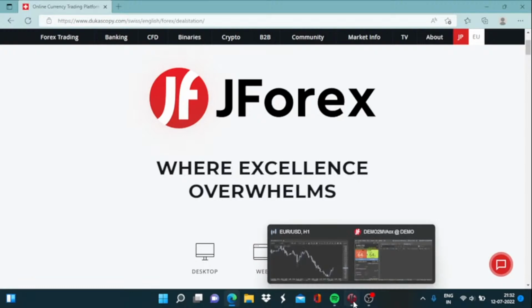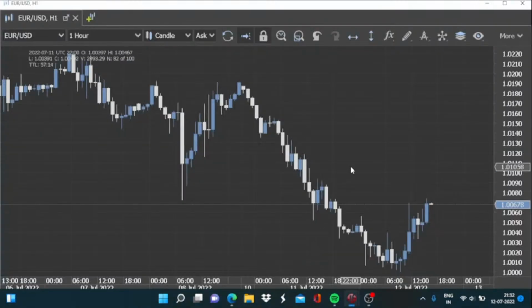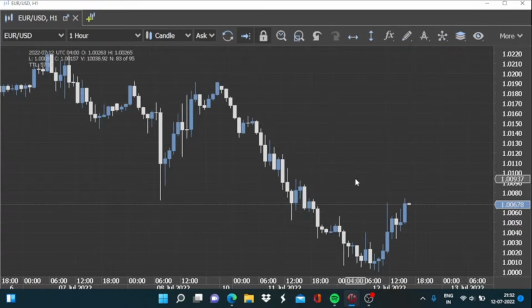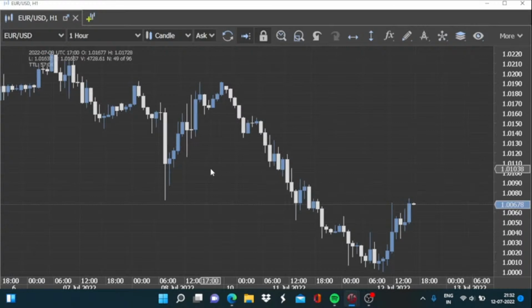So let us now head to the JForex platform, which has been developed by the Dukascopy Bank SA. Here there is a chart of Euro USD drawn on the hourly candle grid. I have plotted this chart, which is looking interesting.